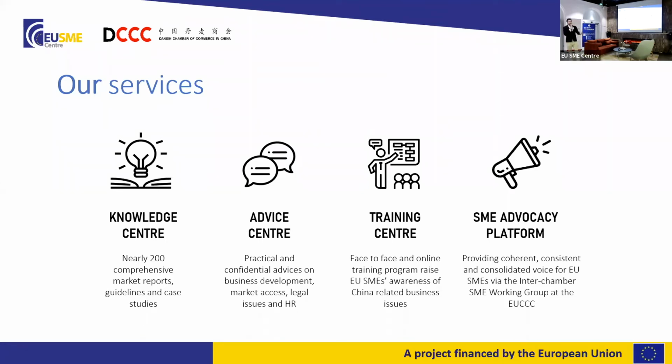The EU SME Center also acts as an advice center, giving practical and confidential advice on business development in China. The third of the 4 main aspects is to act as a training center. That comes to fruition through activities and sessions such as the one we're having today, where we're zooming in on specific topics to guide and give advice to European small and medium-sized enterprises on how to gain access to the Chinese market. The 4th and last of the 4 main pillars is that it also acts as an advocacy platform for the European small and medium-sized enterprises in China.